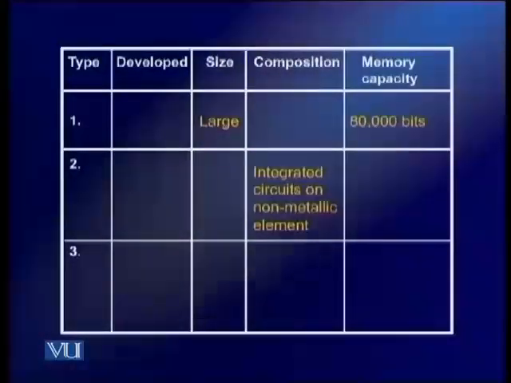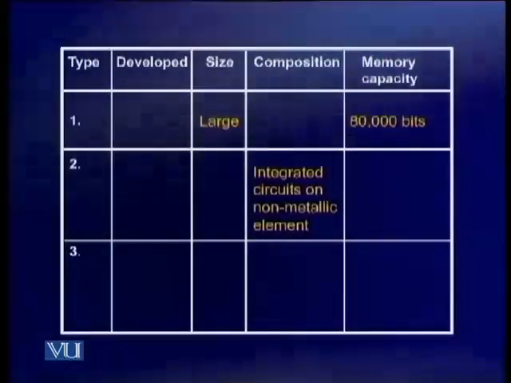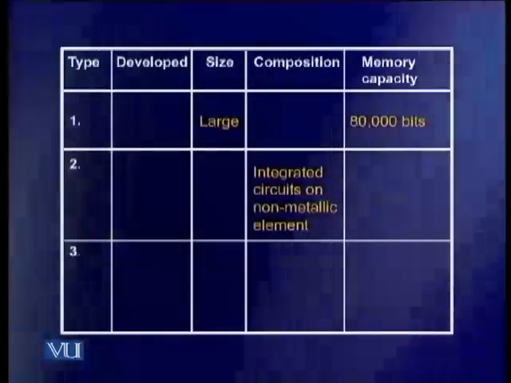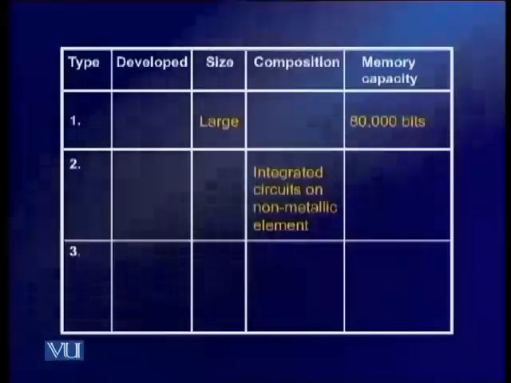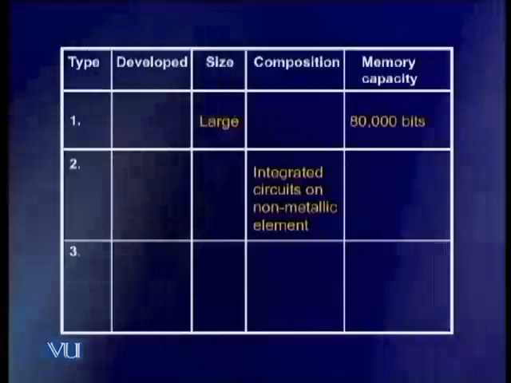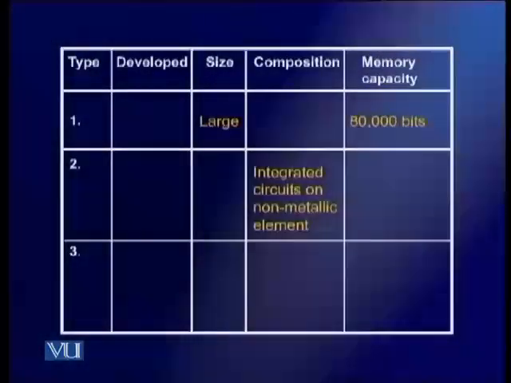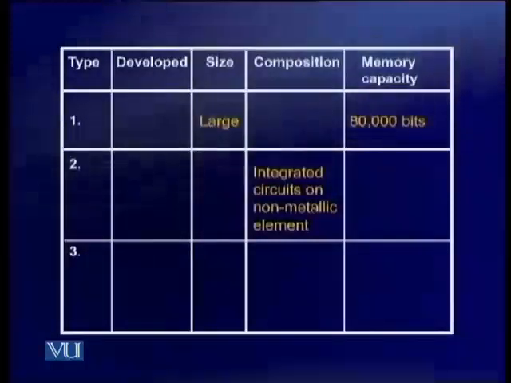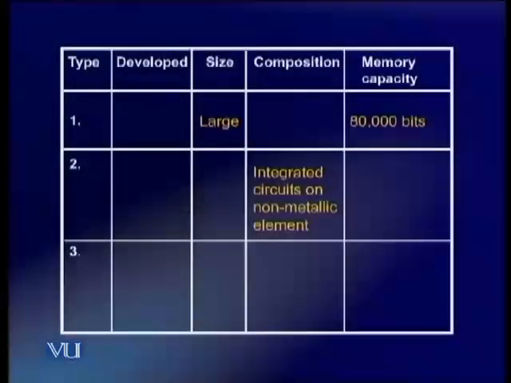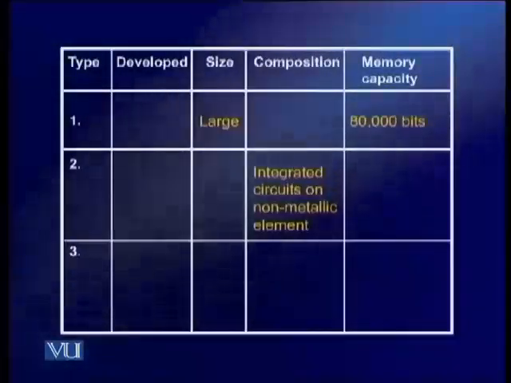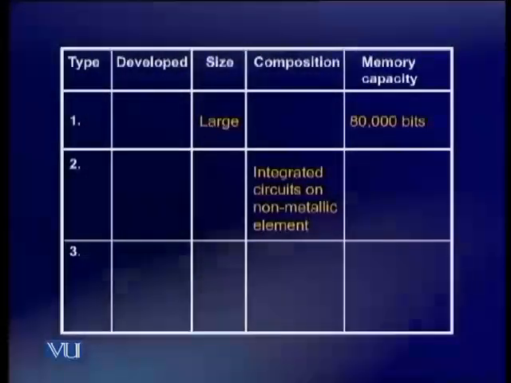You have to fill in the missing information. For number 1, what could it be? What type? He's talking about memory capacity. So what type was it? The first type of memory was the core, and it was developed in the 1950s. We already know that the size was large.